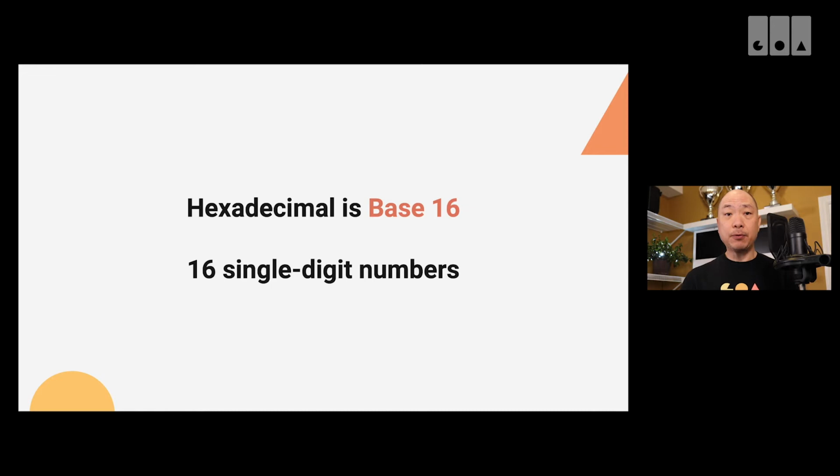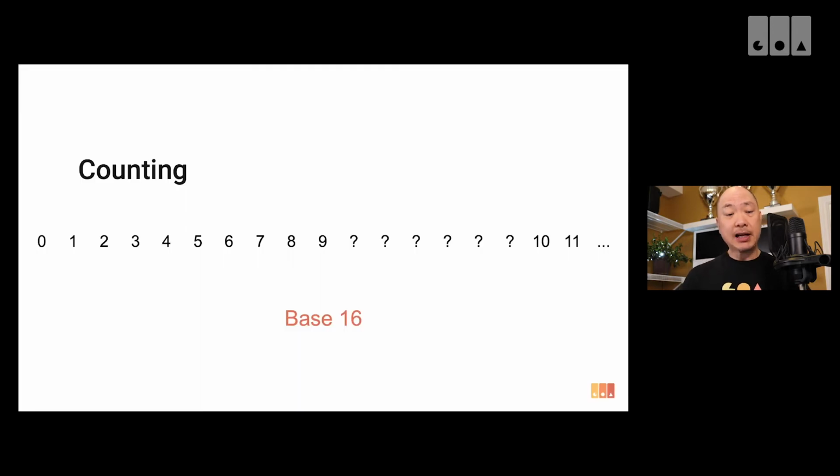Hexadecimal is a different way of representing numbers. It's done using base 16. So that means there's 16 single-digit numbers in base 16, or in hexadecimal. So let's take a look at that. If we're going to count in hexadecimal, or base 16, we'll start with 0, 1, 2, 3, all the way up to 9, and then we need 6 more single-digit symbols before we get to 1 0.